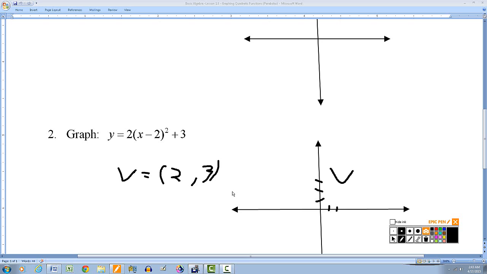Okay, so that's what you need to do to sketch the graph. Just find the vertex, determine which way the graph opens, and you've got a good sketch. Now you could also plug in some other values if you wanted to be more accurate. You could plug in numbers larger than 2 here, numbers less than 2, and get a couple more points. But if you just want a sketch of the graph, the vertex and then deciding which way it opens, you've got your sketch.